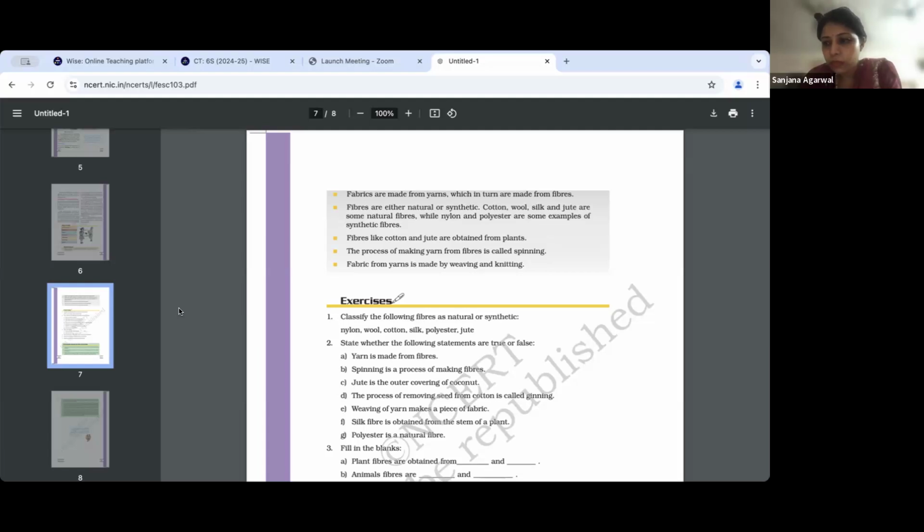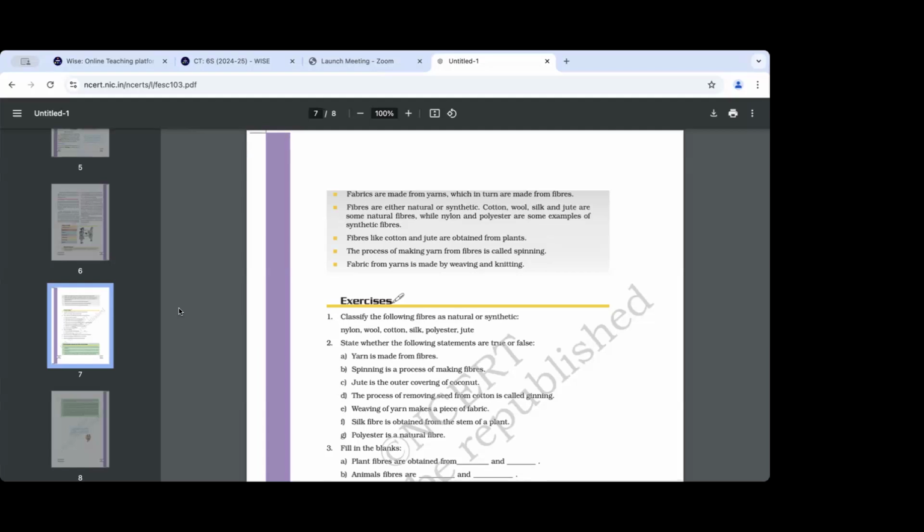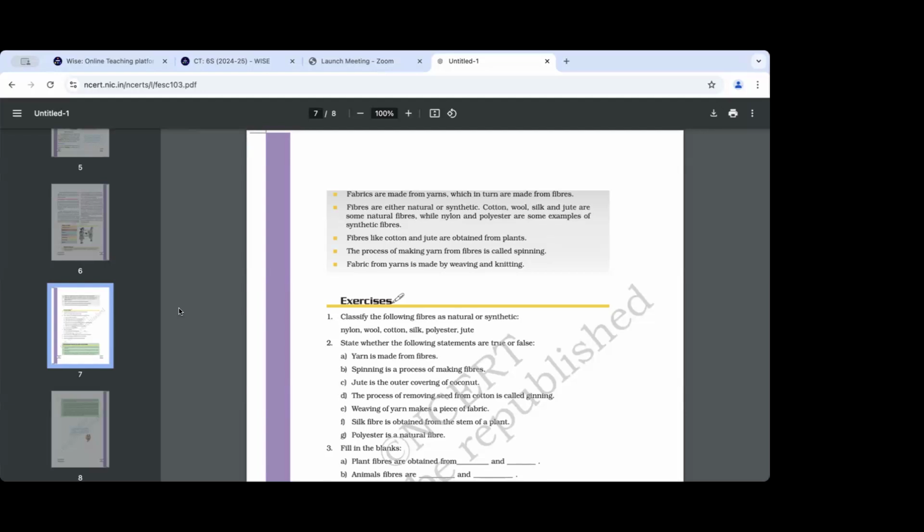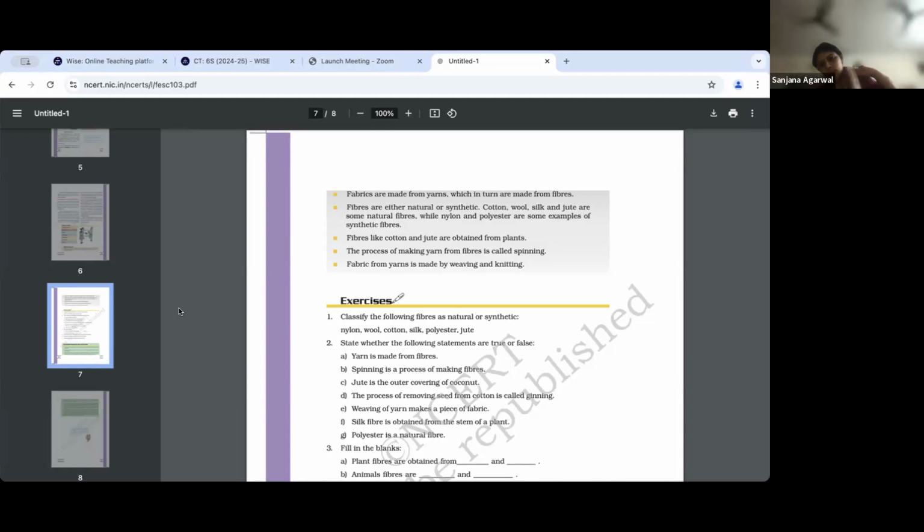Weaving is done through a machine called loom, which is hand operated or power operated. And knitting is used to form a loop of yarn. And weaving is used to make wool and sweaters. Correct. Like our grandmothers will knit.